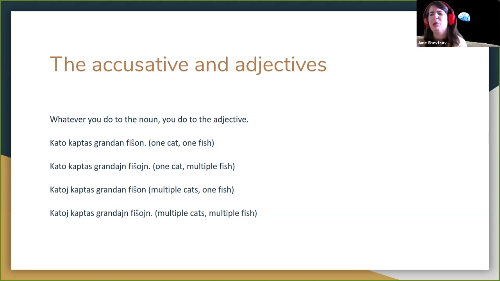So in Esperanto, you don't get this ambiguity. Fisho is always singular. If you want to make it plural, it has to be fishoj. So the third sentence is cats, I guess together, catch a big fish. They had to team up to do it. And in the first sentence, where there's no plurals, you see that fishon is the object that gets the accusative, it gets the n. So for that reason, the adjective describing the fish, granda, also gets the accusative.